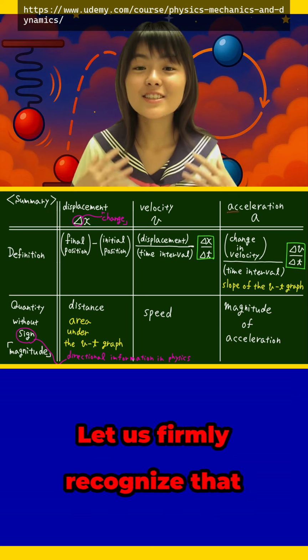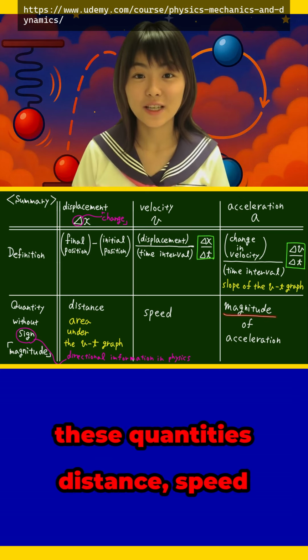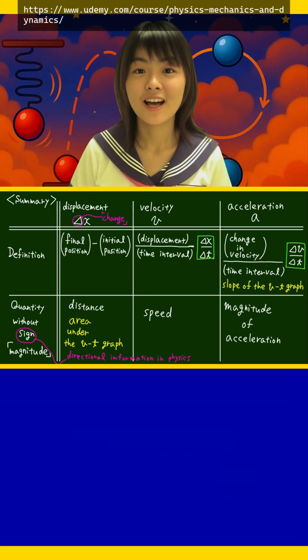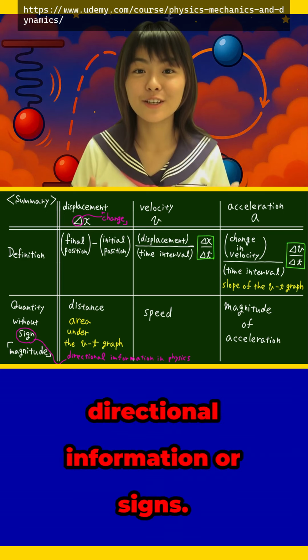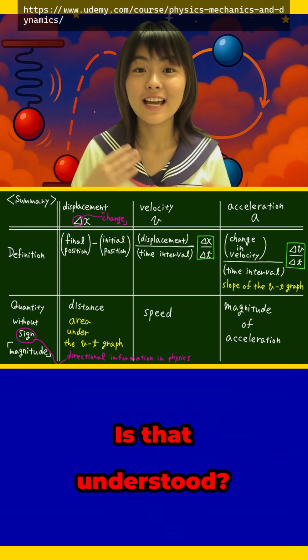Is that clear? Let us firmly recognize that these quantities, distance, speed, and magnitude of acceleration, are incomplete information that does not include directional information or signs. Is that understood?